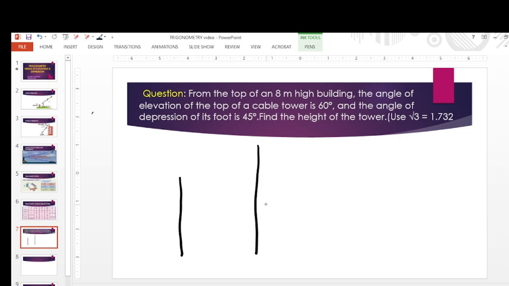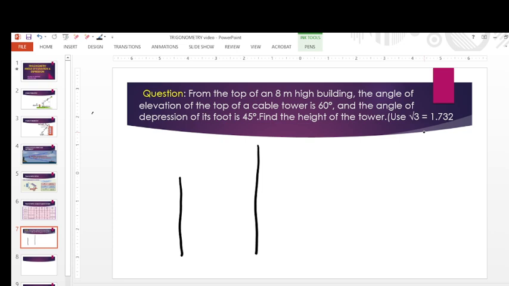Let's look at the word problems where we'll be requiring all the three things here. Trigonometric applications and ratios and trigonometric values. What is this question? From the top of an 8-meter high building, the angle of elevation of the top of a cable tower is 60 degrees and the angle of depression of its foot is 45 degrees. Find the height of the tower. And you can take root 3 as 1.732.